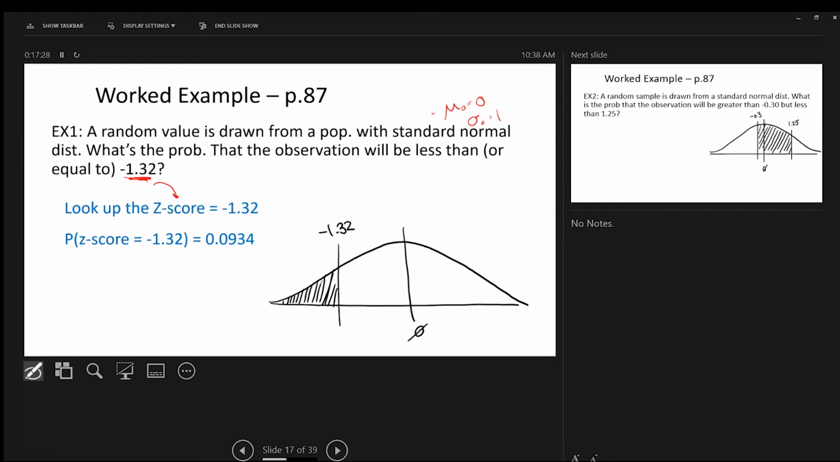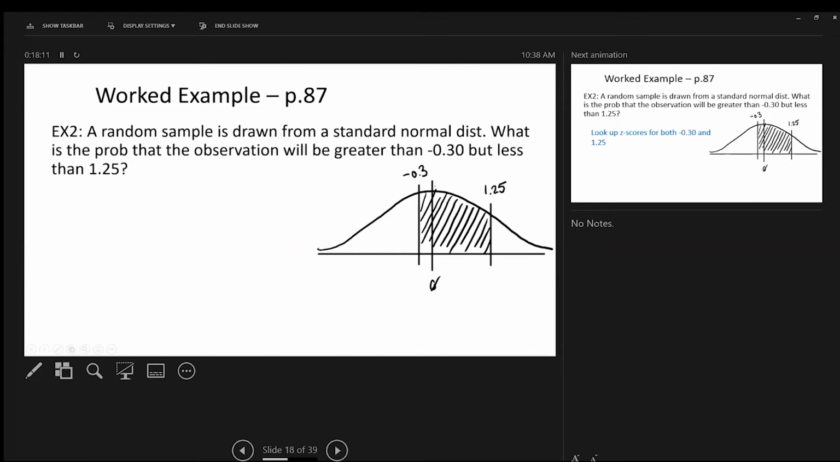Here I've drawn that out. So we have our mean equals 0, and our standard deviation equals 1. So our standard deviation would take us to maybe here, negative 1. And then we have our z-score as negative 1.32. We're looking up the probability now to the left of that value, which is equal to this. So we're looking up the probability that the observation will be less than or equal to negative 1.32. That's this entire area right here. And this is our probability.